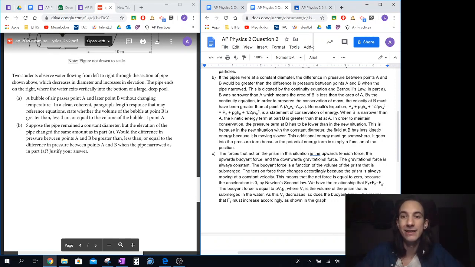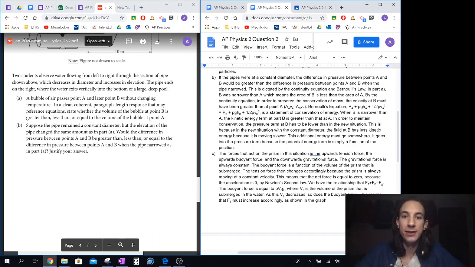So the area at A times the velocity at A equals the area at B times the velocity at B. Bernoulli's equation, PA plus rho g hA plus 1/2 rho vA squared equals PB plus rho g hB plus 1/2 rho vB squared, is a statement of conservation of energy.